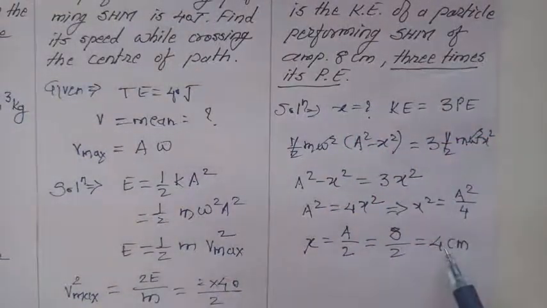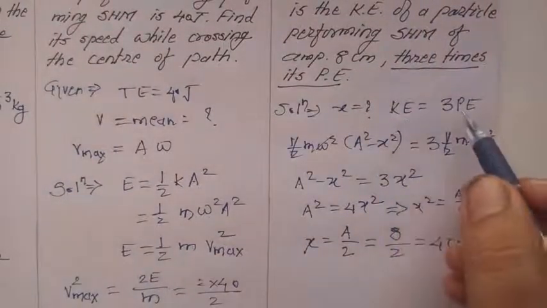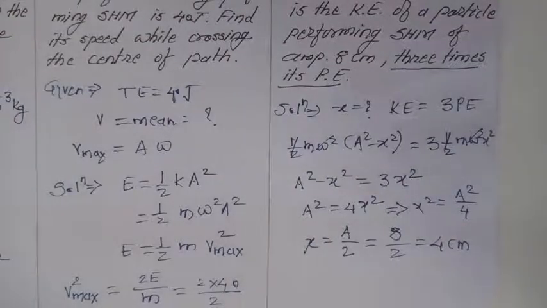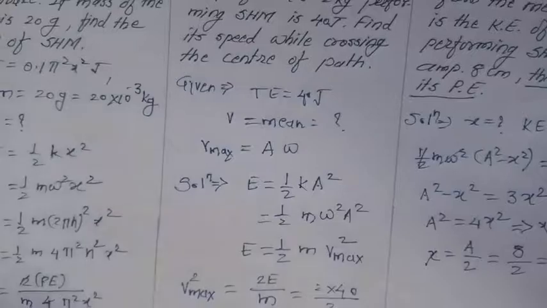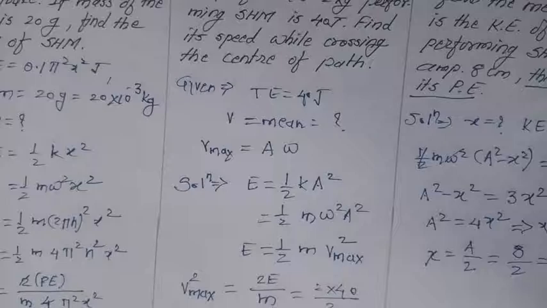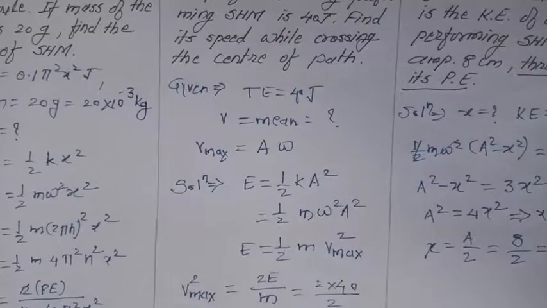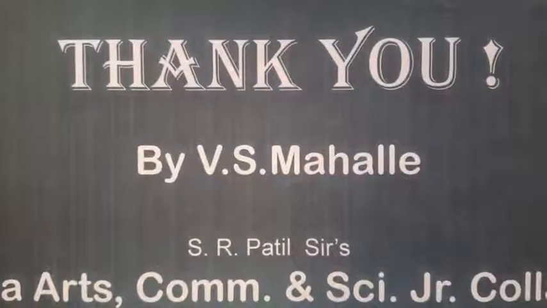So for the objective we can remember this point also. At half of the amplitude the kinetic energy is 3 times its potential energy. Thus this is the solution of problem number 16. Thus I have explained the solution of some problems here. The student should try to solve all the problems given in the video. Thank you.